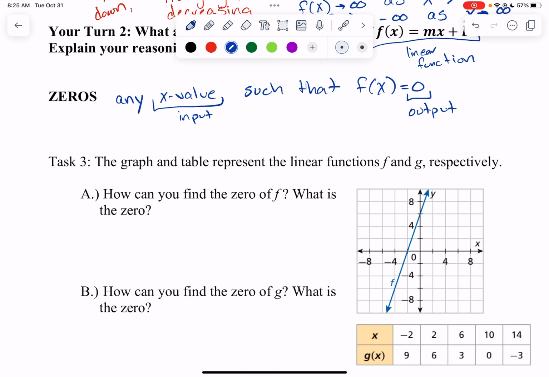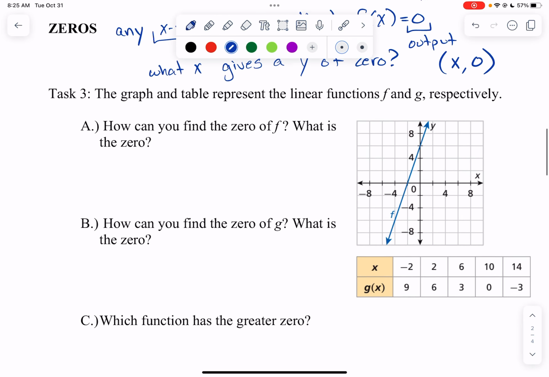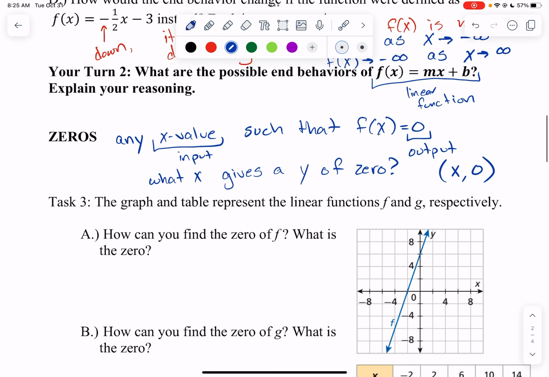So what x gives a y of 0? Meaning, what do I put into this function to get out a 0? Or I'm looking for what x value gives me a 0 for y as far as ordered pairs go. There's a couple different ways of getting to those zeros. One is you set the function.